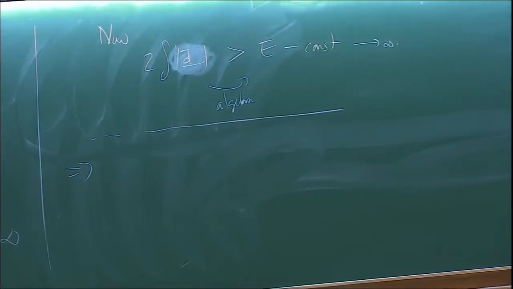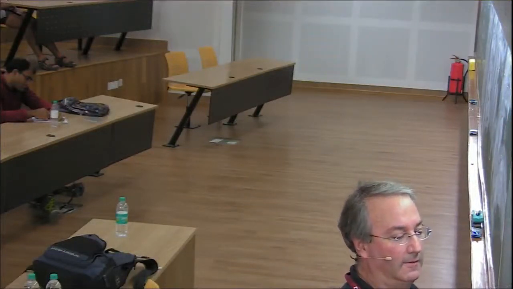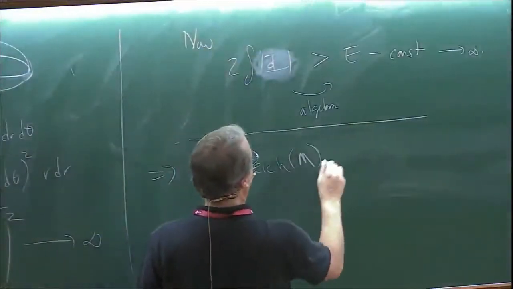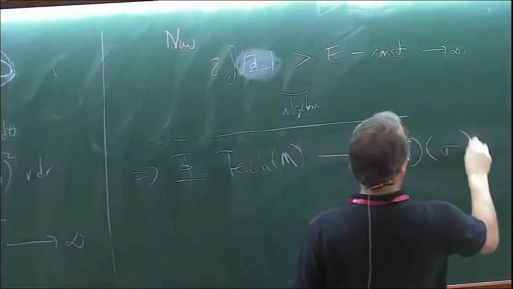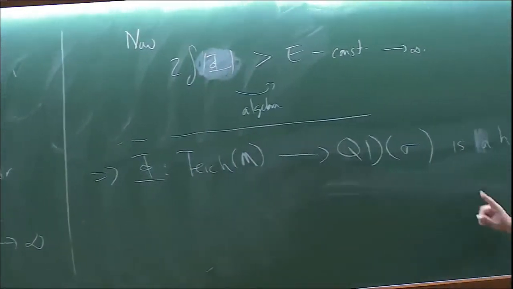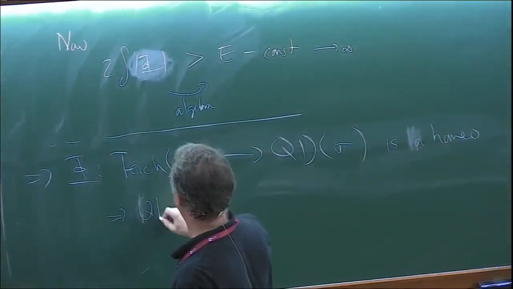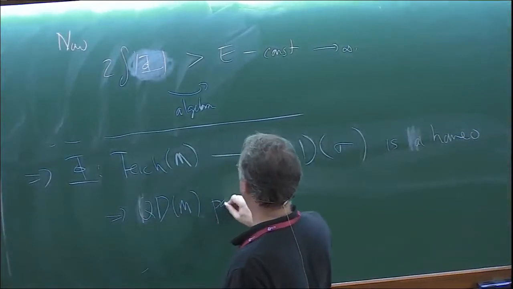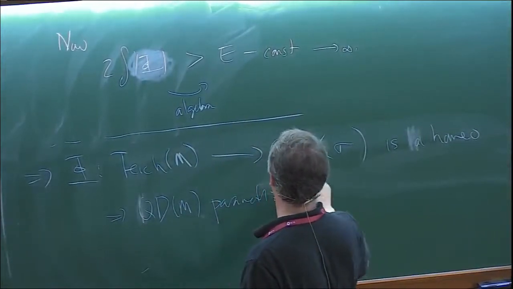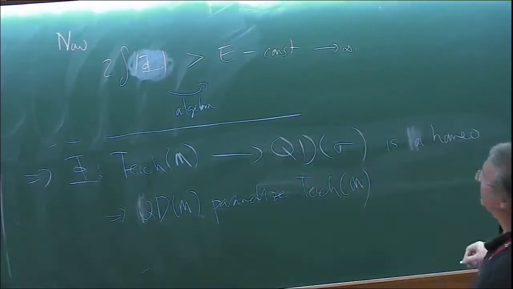So I've learned that this map phi is continuous, 1-to-1, and proper. So I have learned that phi from Teichmuller space of M to these quadratic differentials at this base point is a homeomorphism. So reading it the other way, these quadratic differentials parameterize the Teichmuller space.